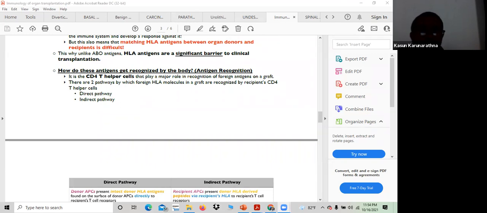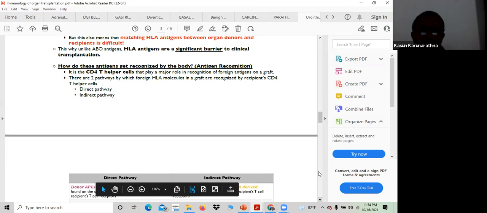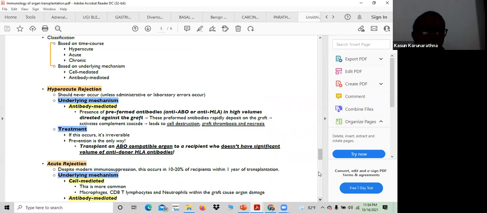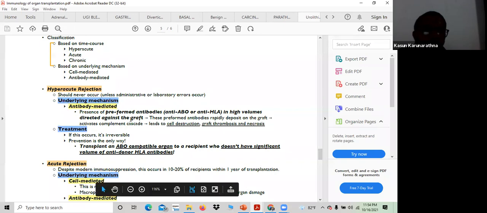Different blood groups from the patient's. You can't ignore ABO and take HLA as the answer. With different blood groups, ABO compatibility should still be there, right? You can't forget ABO compatibility. HLA and ABO compatibility both should be there, right? If you don't get ABO compatibility, you get hyperacute rejection, right? Presence of preformed antibodies, anti-ABO, in high volumes, that is the reason for hyperacute rejection.